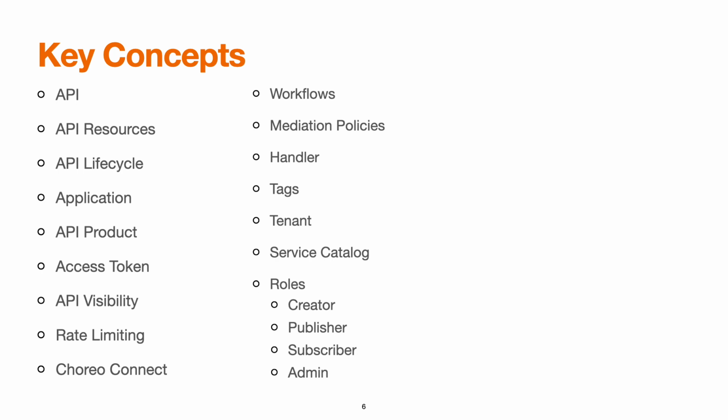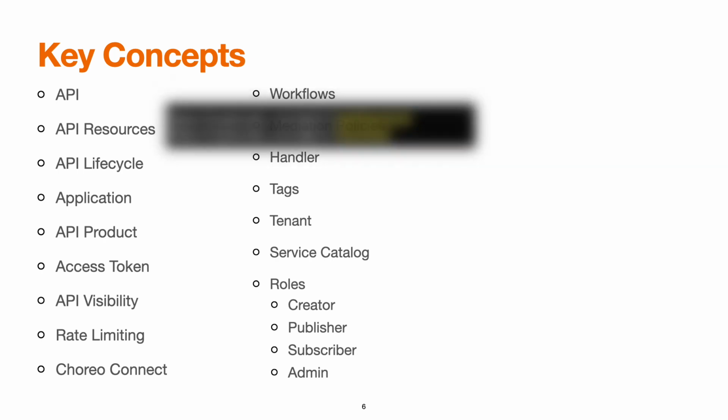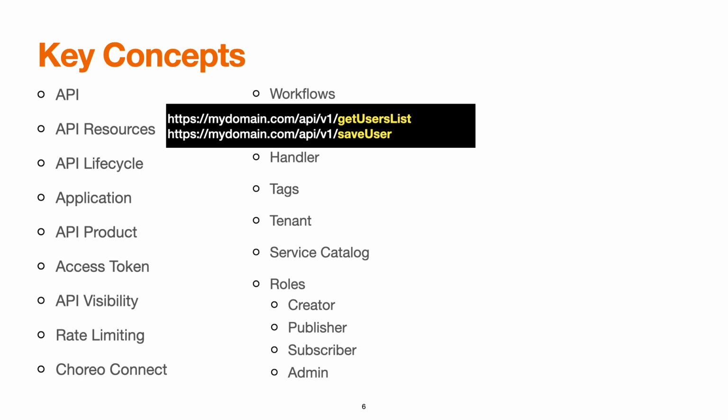So that's all about the key concepts. And one of the key examples I was trying to refer to is the API resources. Here you can see get users list and save user. These two are referring to the resources.